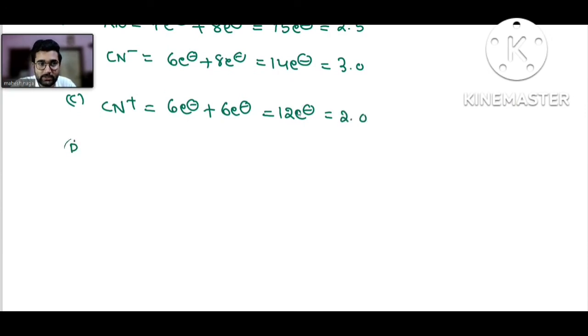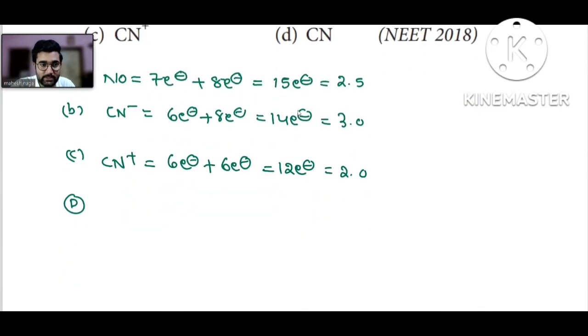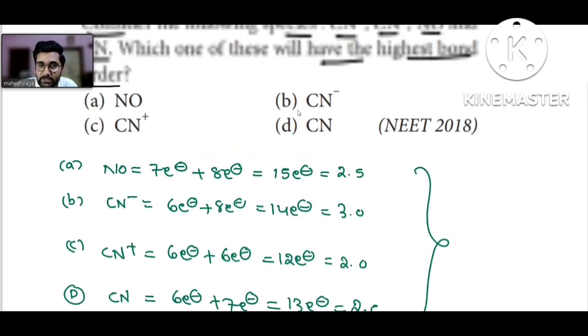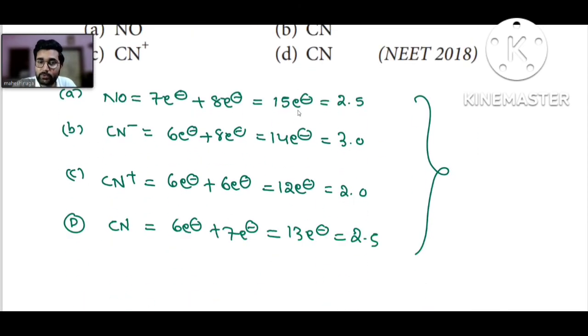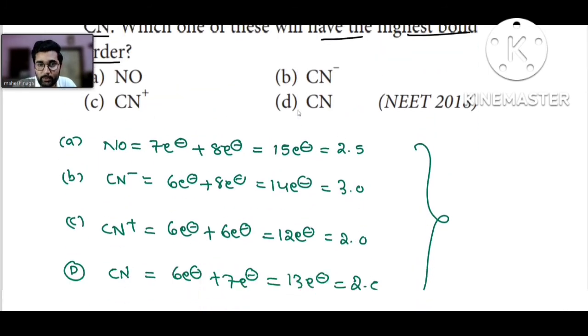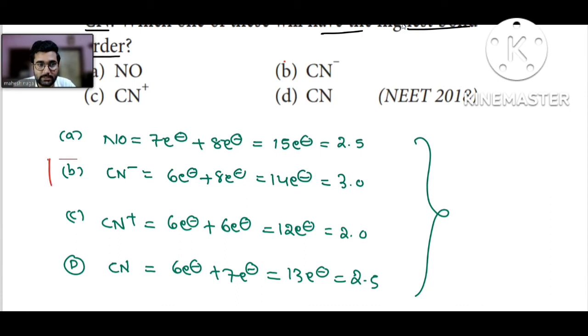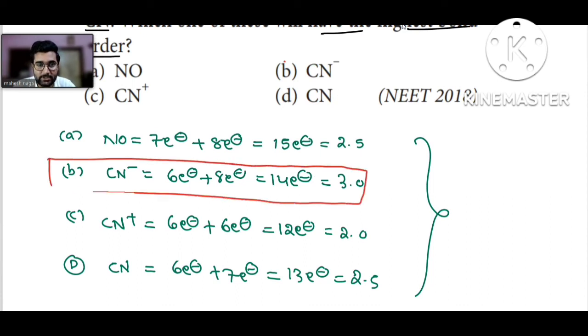Now let us calculate the fourth one. The fourth one is CN. Here 6 electrons plus 7 electrons gives a total of 13 electrons. Its bond order is 2.5. Now we have to verify which option has the highest bond order. We clearly observe that CN minus has the highest bond order. So option B is our correct answer.